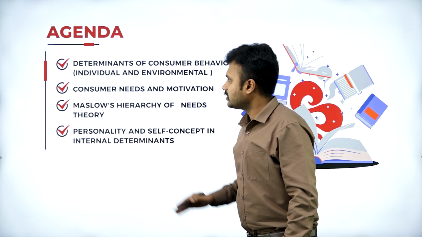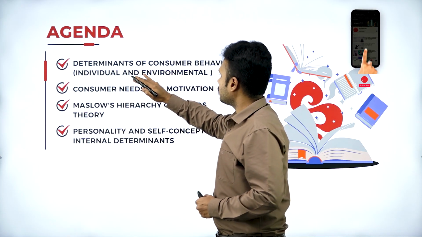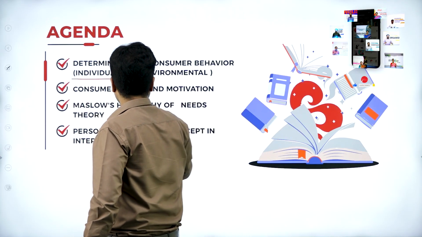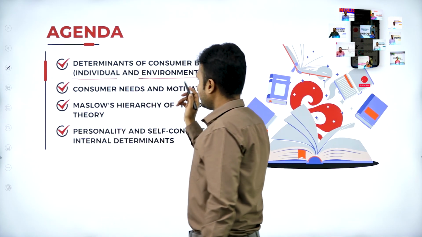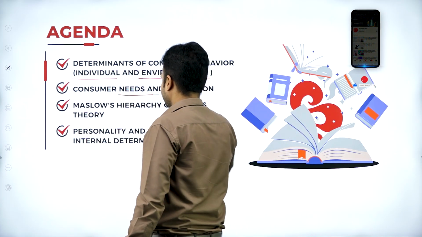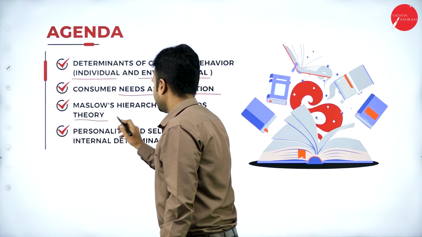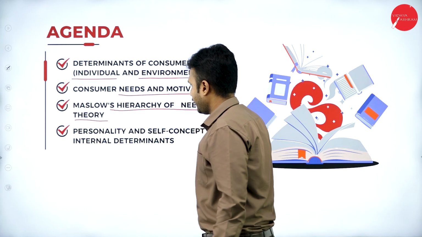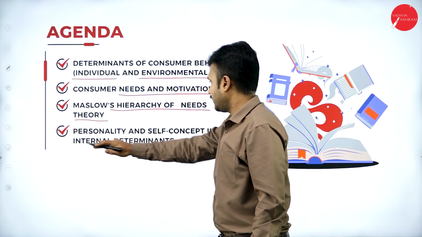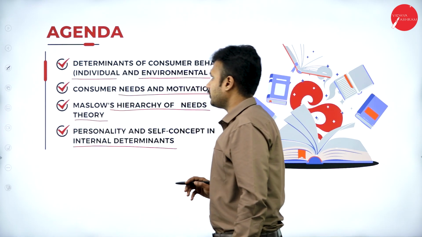This is the agenda of today's session. In today's session, we are going to cover the topic of determinants of consumer behavior, that is individual determinants and environmental determinants, consumer needs and motivation, Maslow's hierarchy of need theory, and personality and self-concept in individual determinants. So these are the topics that we need to cover in today's session.